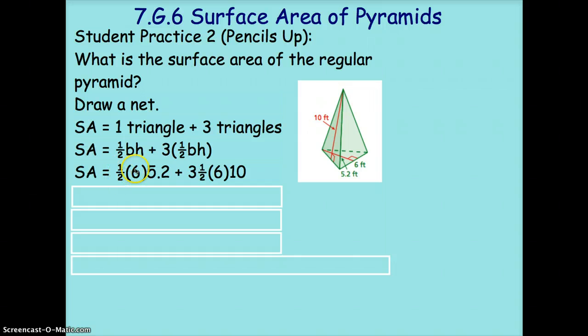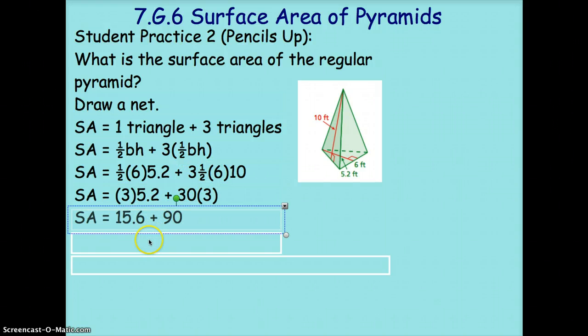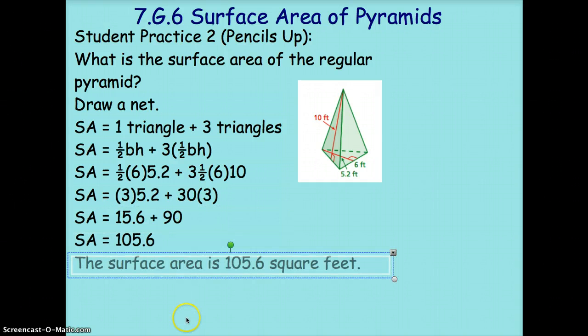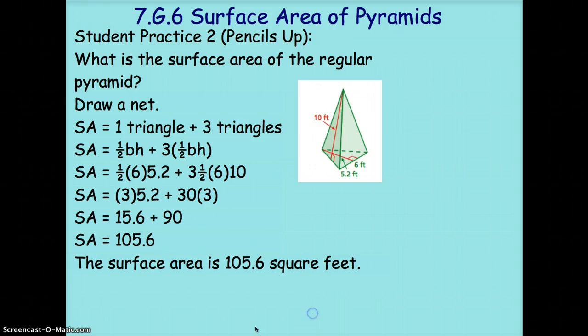Now on here again I can choose to cut the 6 in half, and either the 6 or the 10. In this case I chose to cut the 6 in half because it was nice and easy, but you can do whichever you'd like. Then I'm going to go ahead and multiply, and then add, and then your final answer that you should have gotten is 105 6/10 square feet.